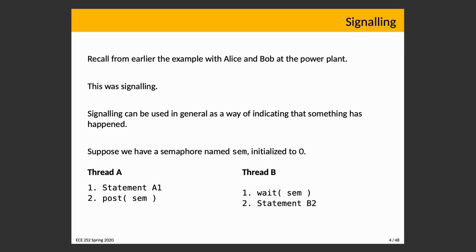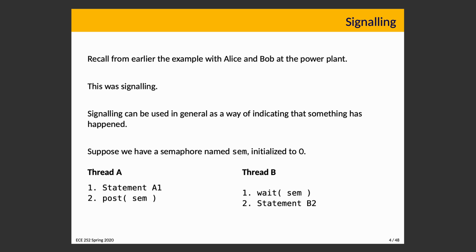B gets to the semaphore, waits, decrements it to 0. 0 is non-negative, so thread B is able to proceed, and then executes statement B2. If it happens in the other order, thread B gets to wait on the semaphore, it decrements the value, it becomes -1, and then is blocked.